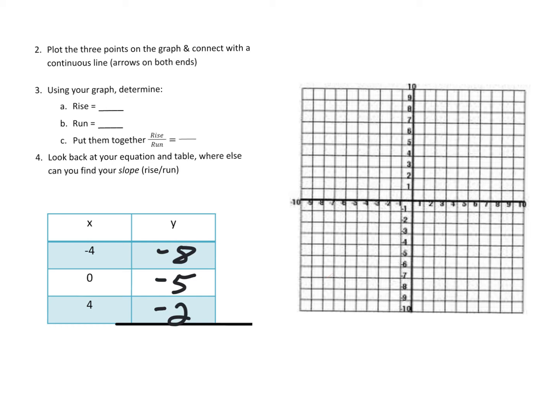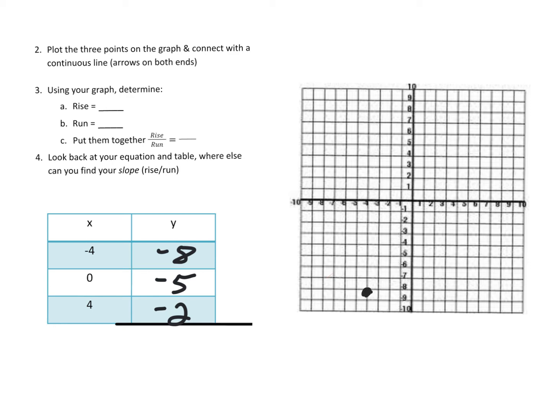So let's start with -4, -8. To plot that, the x is -4, the y is -8. So we start here at 0, 0. The x is -4, and the y is -8. So we would go down to -8, and this would be our point. So let's go ahead and start with a point there at -4, -8 would be right here, okay?